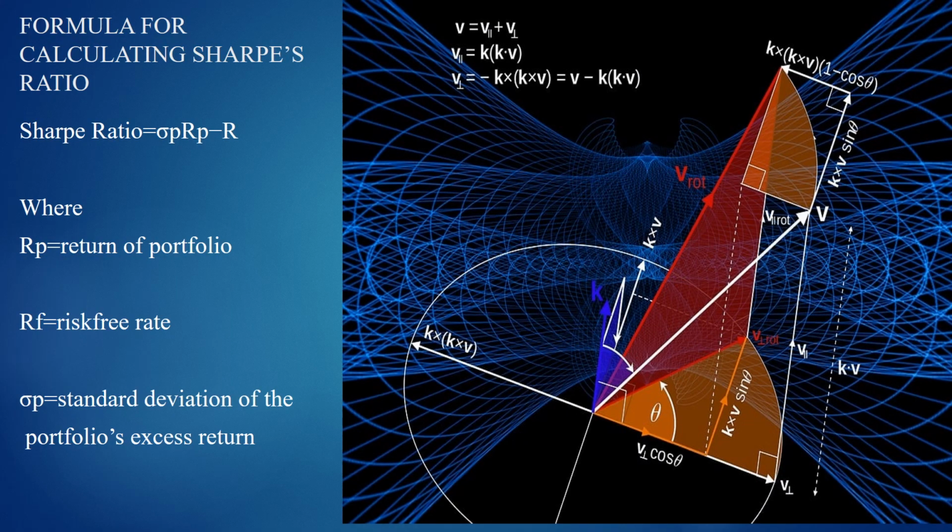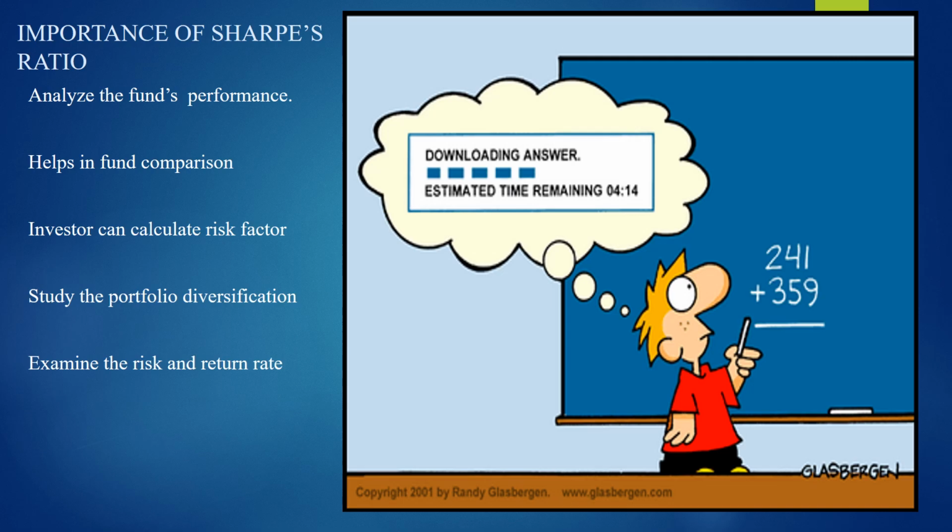This slide speaks about the formula for calculating the Sharpe's ratio. The formula is Sharpe ratio equals (Rp minus Rf) divided by sigma p, where Rp is the return of the portfolio, Rf is the risk-free rate, and sigma p is the standard deviation of the portfolio's excess return. So this is the formula used for this kind of analysis.